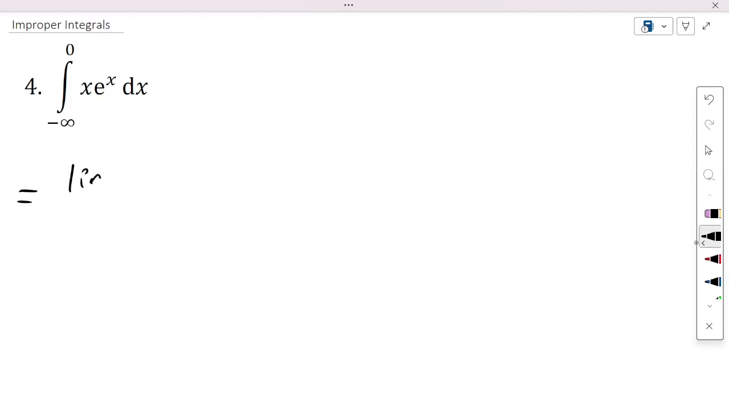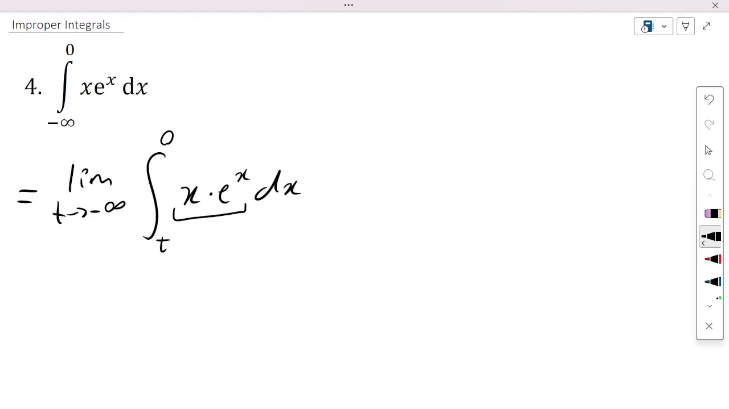We're going to take this as the limit as t approaches negative infinity, of the integral from t to 0 of x multiplied by e to the x with respect to x. Now, because we have a product of two functions, we would normally be tempted to use integration by parts, which we are going to do. So it's going to work out.